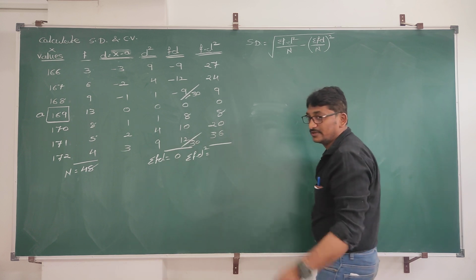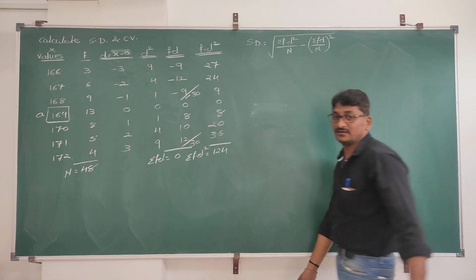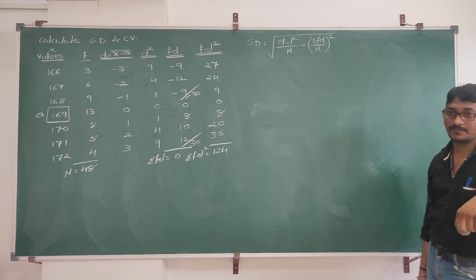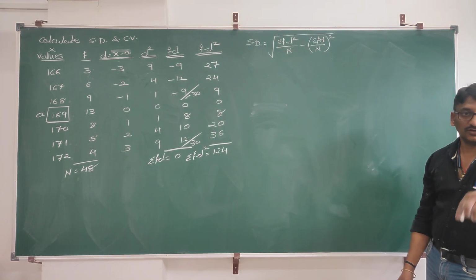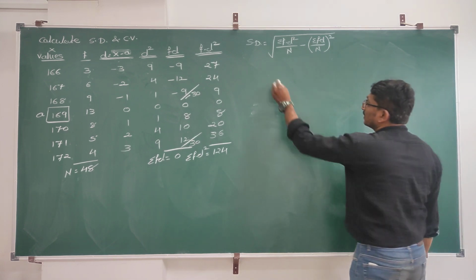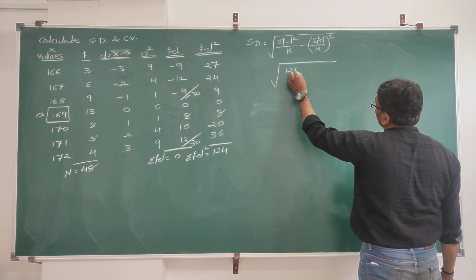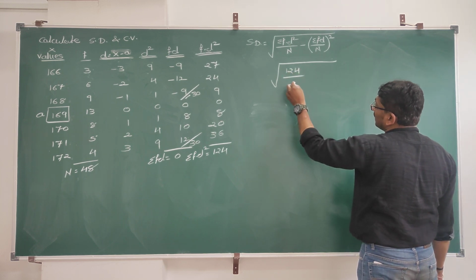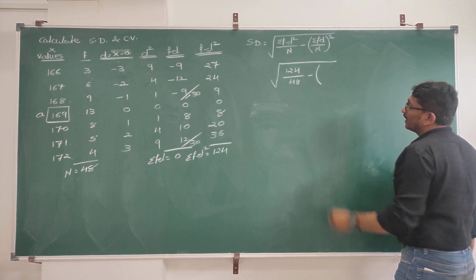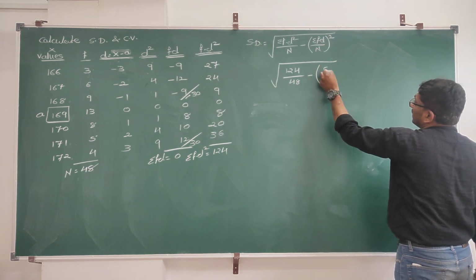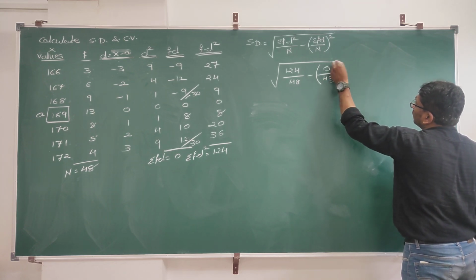I don't know the answer. 124. 124. Correct? Now substitute the values in this formula. All of you have written the formula? Okay. Now we will substitute. F into d square is 124 divided by n value is 48, minus bracket summation of fd is 0 divided by 48, bracket complete the whole square.